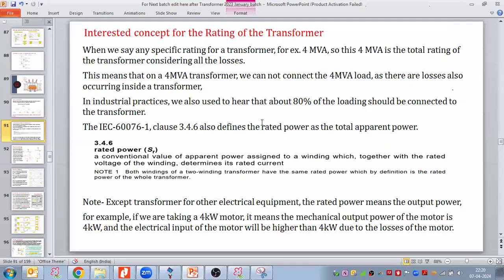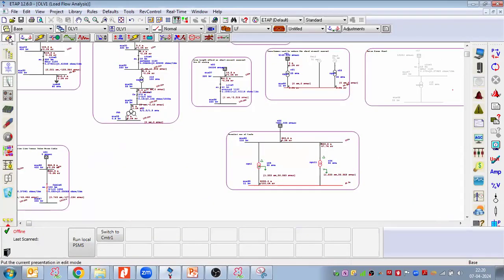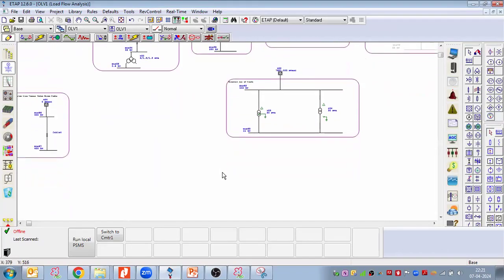This concept is only for the transformer, not for any other electrical equipment. Let us see an example as well.